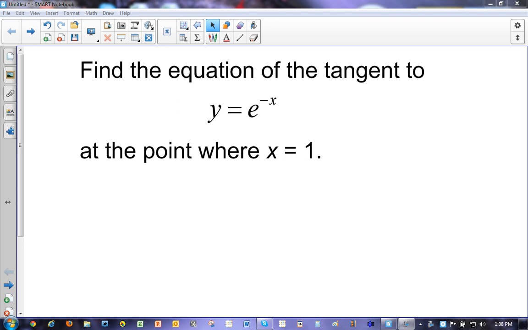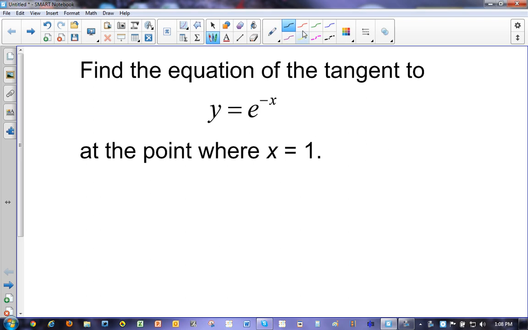Okay, we are on 22D, where we are just applying what we learned in 22A and 22C. So I'm just going to go through a couple of questions that apply what we learned, e to the x, natural logarithm of x, with arguments that might not be simple. So what we are going to do first is find the equation of the tangent to y equals e to the negative x at the point where x equals 1.